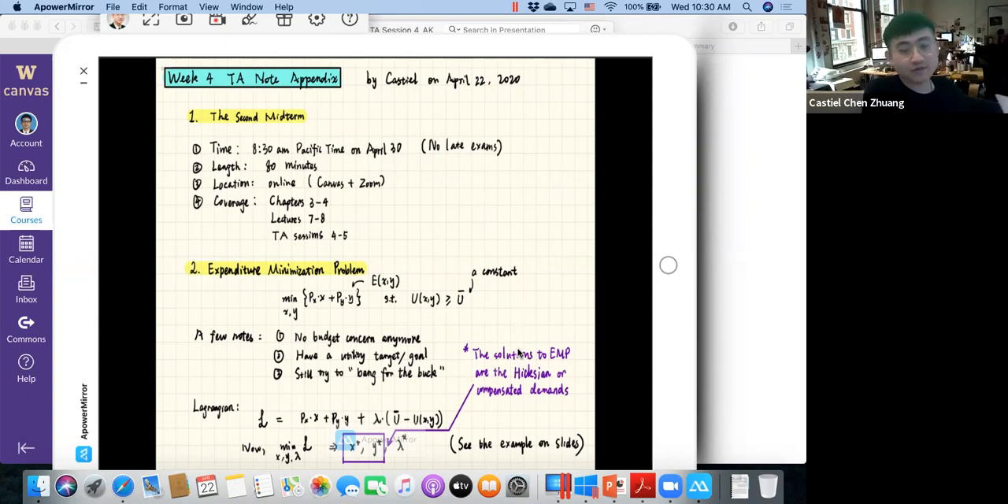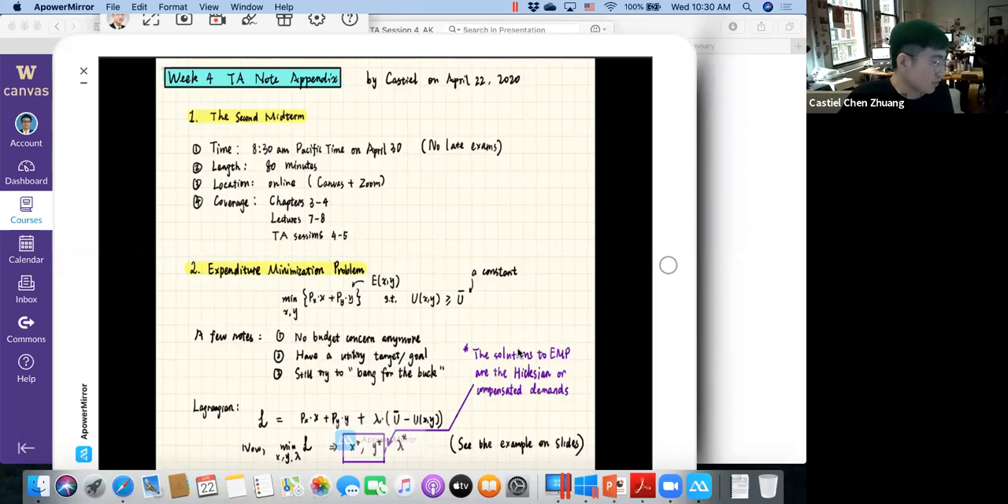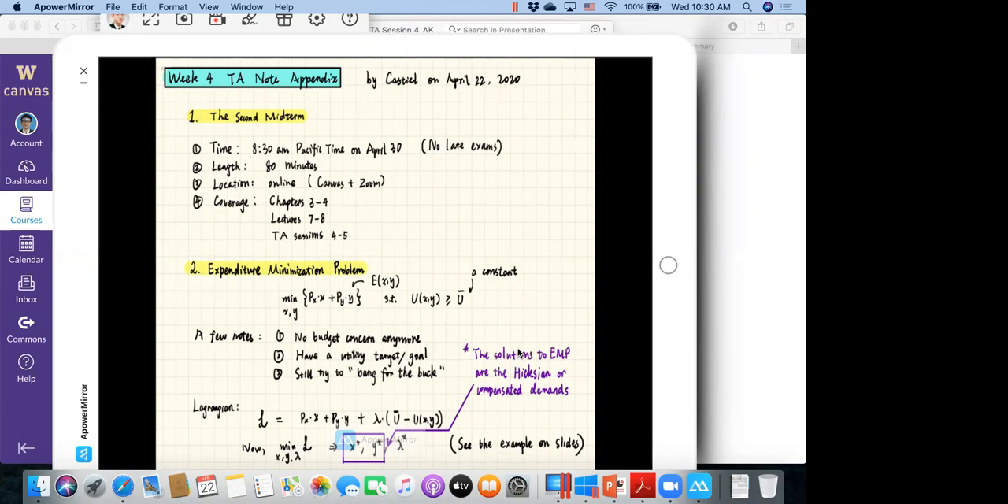You don't need to read 4.4, I think. Let me take a look. Does that mean the extent of the material of the second part of the midterm is just 4.1 through 4.3? So you need to read chapter 3.1 to 3.4. And then you need to read chapter 4.1, 4.2, 4.3, and 4.5. So not 4.4. And then not 3.5. Okay, thank you. That clarifies it.